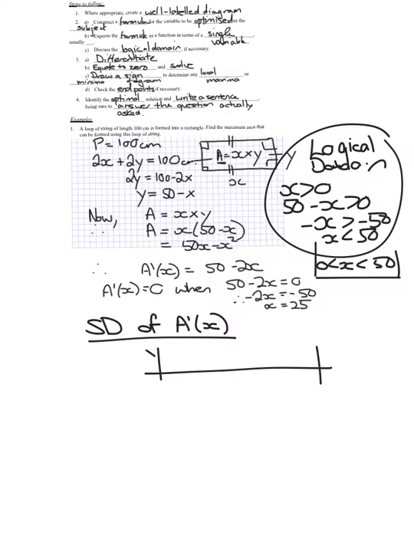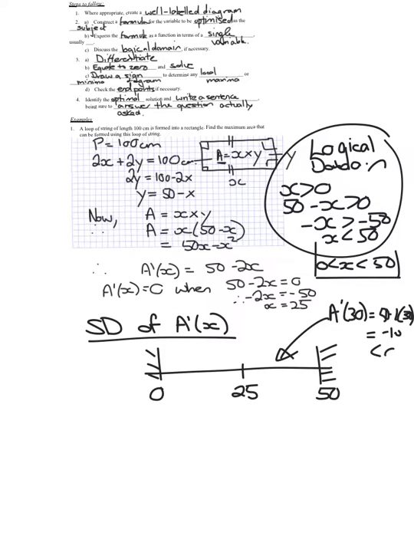So let's put our endpoints on here. 0 down here, 25 here, and it can't be bigger than 50. We can then check our slope. So I'm going to pick something in here, a number. So I'm going to pick 30. Find A dash of 30. That is going to be 50 take 2 times 30, which is negative 10. So that's less than 0. It's going to be negative.